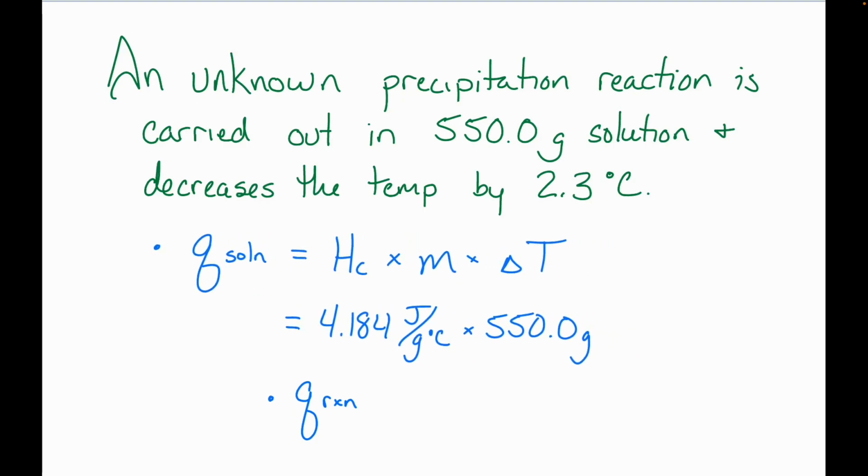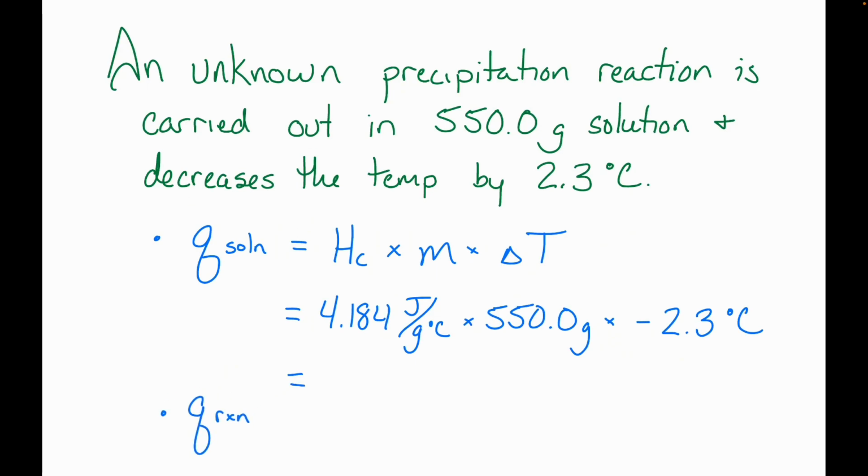All right, and what is my delta T in this reaction? My temperature change is 2.3 degrees, but importantly, this was decreasing by 2.3 degrees. So in my equation here, I need negative 2.3 degrees Celsius. That will give me a negative Q, which checks out. If a solution is decreasing in temperature, it had to release heat in order to do it. All right, so that means I get negative 5,292.76.